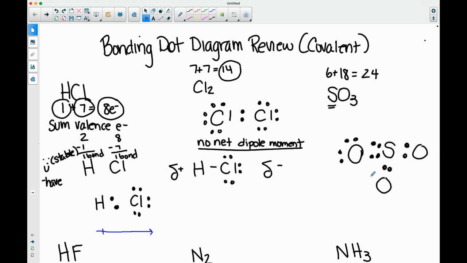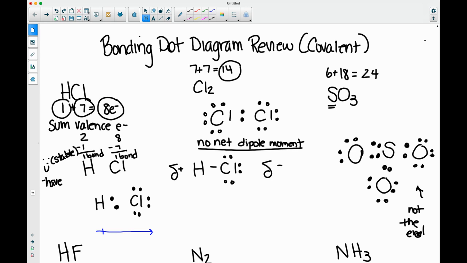And the other 12 get separated out, 6 and 6. Now there's going to be something else that is used to describe this dot diagram. This is not the end. We're going to talk about something called resonance with this one.